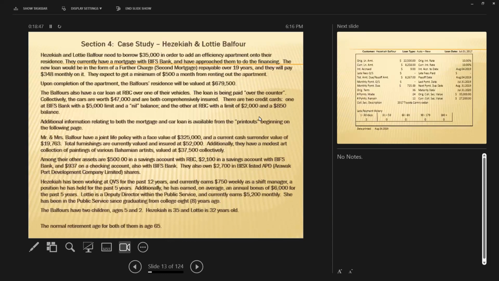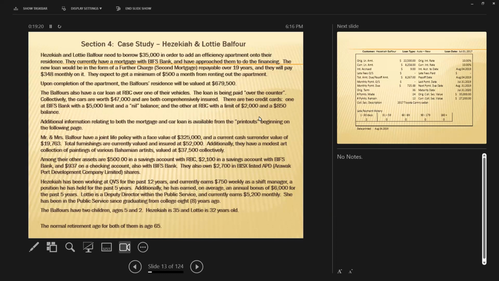Okay, so the case study, Hezekiah and Lottie Balfour. Hezekiah and Lottie Balfour need to borrow $35,000 in order to add an efficiency apartment onto their residence. They currently have a mortgage with Biff's Bank and have approached them to do the financing. The new loan would be in the form of a further charge or second mortgage, repayable over 19 years, and they will pay $348 monthly on it. They expect to get a minimum of $500 a month from renting out the efficiency apartment.